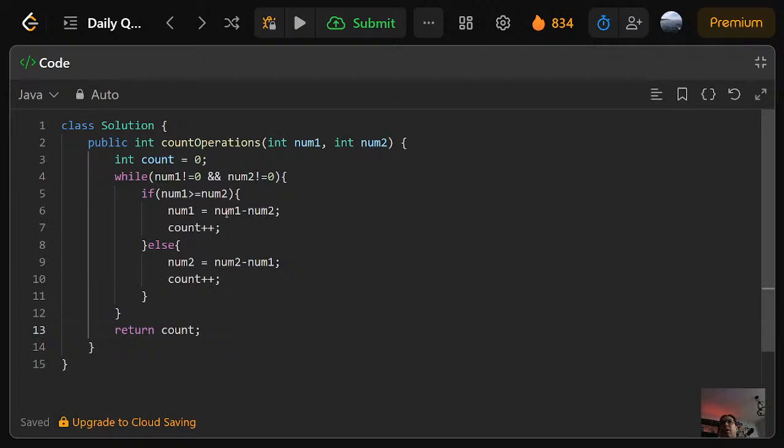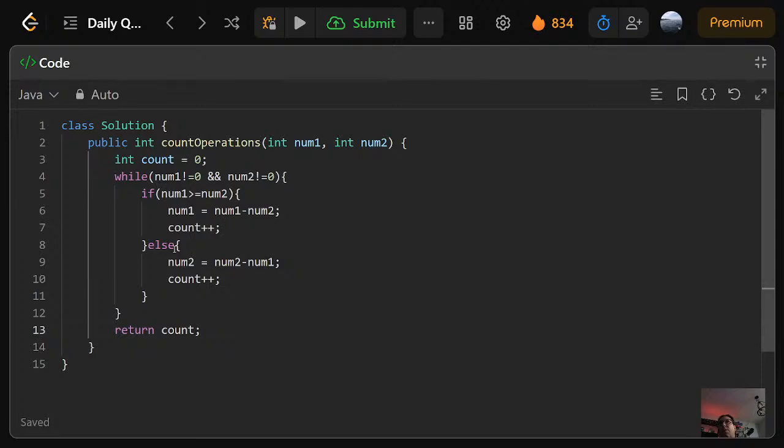You subtract the smaller one from the bigger one, because in this case, this is greater than or equals. So num1 is greater than or equal to num2. So num1 equals num1 minus num2. And then you count, because that's what the question's interested in, the number of operations, until you can get one of these numbers to be 0.